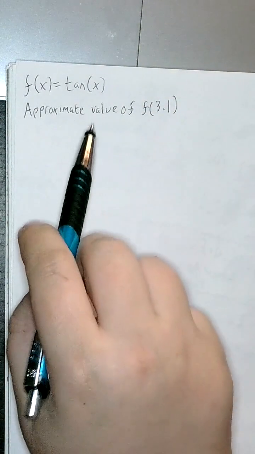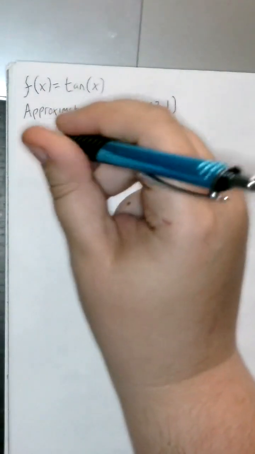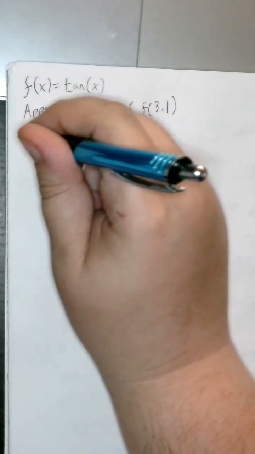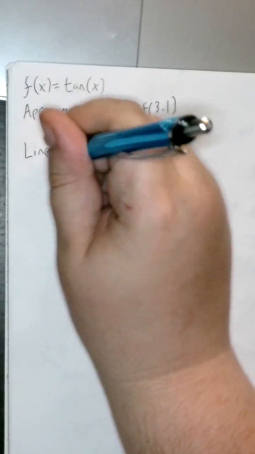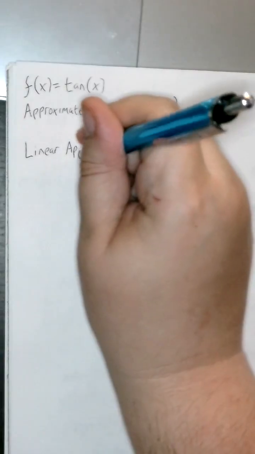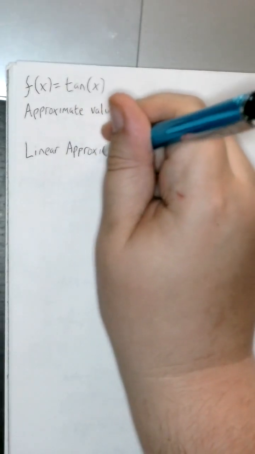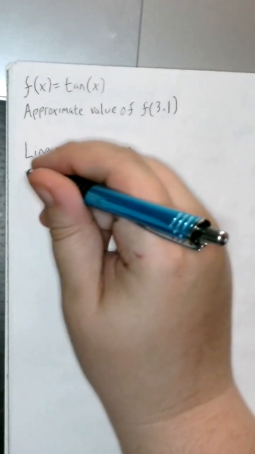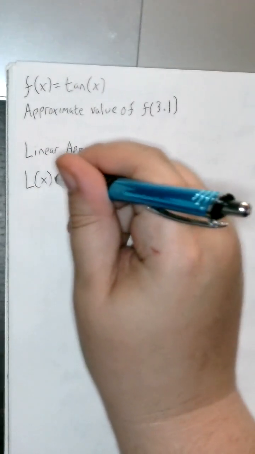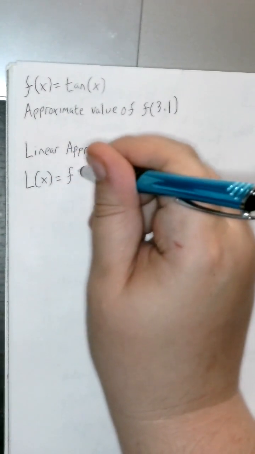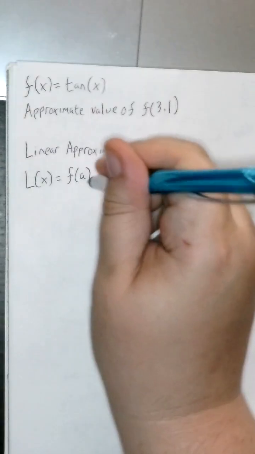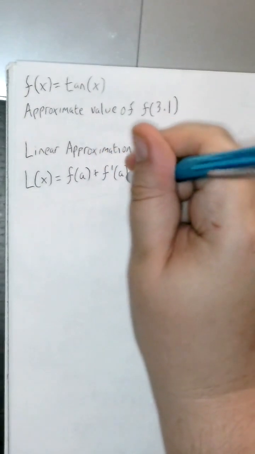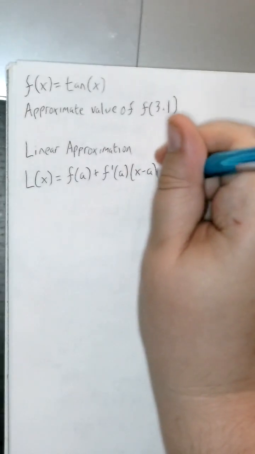So, here I'm going to write the formula again for us so that we don't forget. So linear approximation is L of x is equal to f of a plus f prime of a times x minus a.